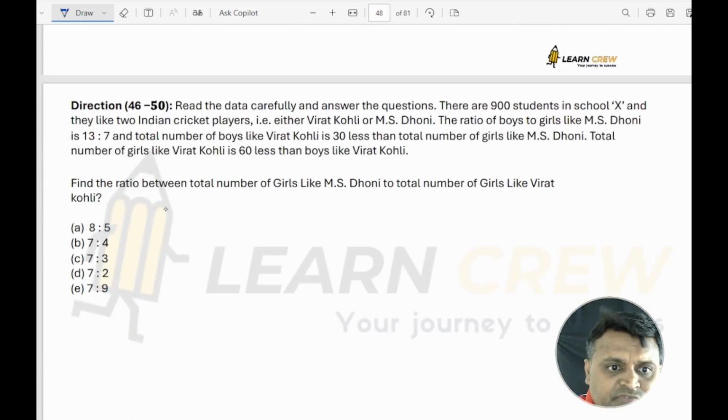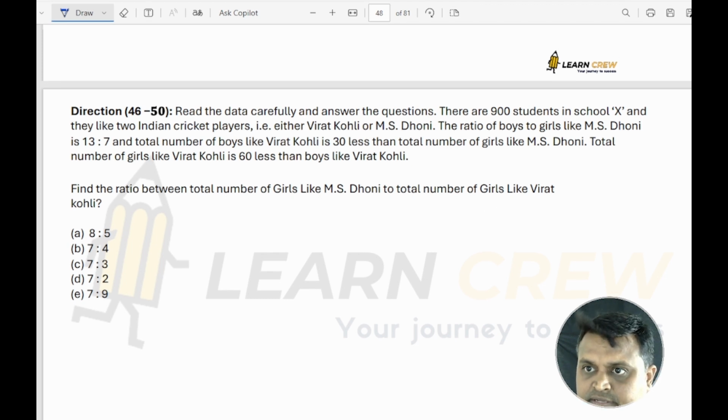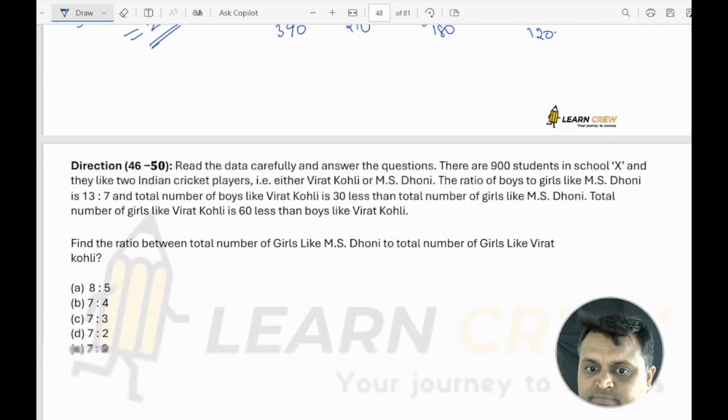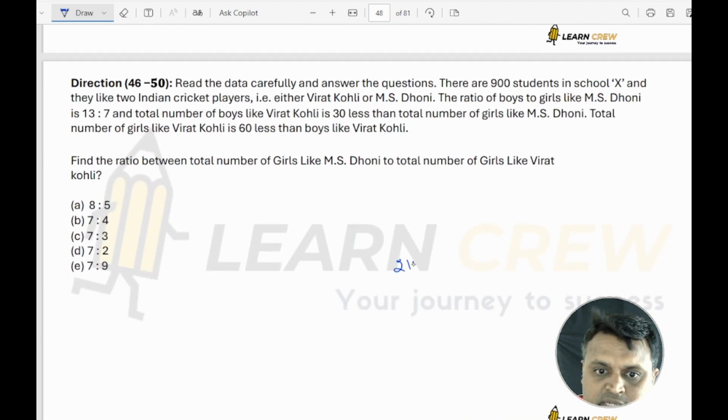Then next, find the ratio of the total number of girls who like MS Dhoni and the total number of girls who like Virat. The total number of girls who like Dhoni is 210. The total number of girls who like Virat is 120. So it is 210 divided by 120. The zeros cancel. 3 7s are 21, 3 4s are 12. So 7 is to 4, that is the answer.